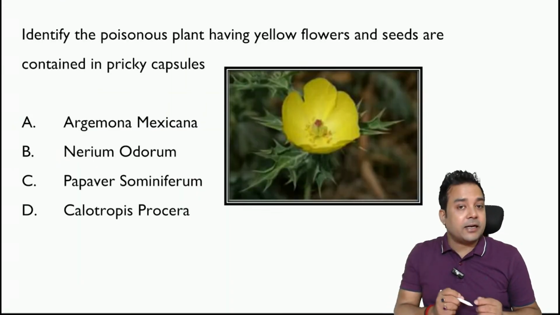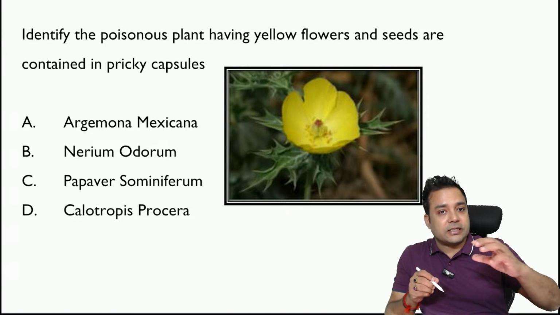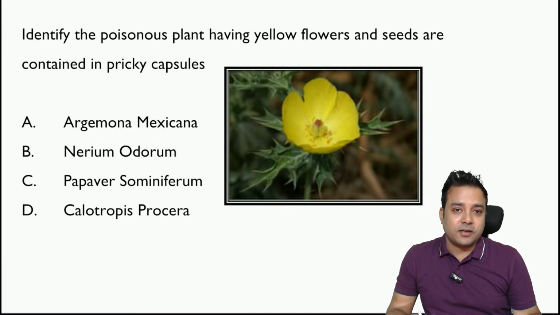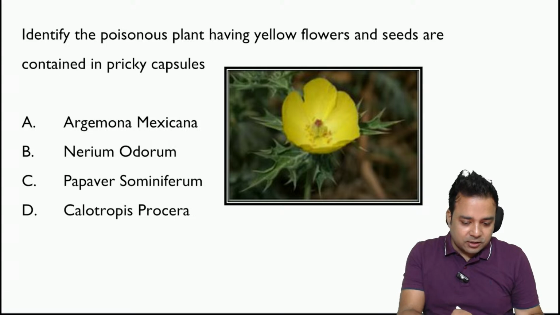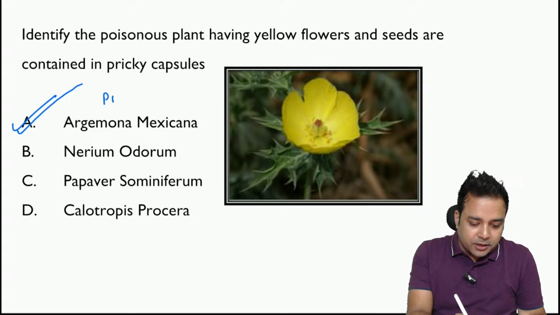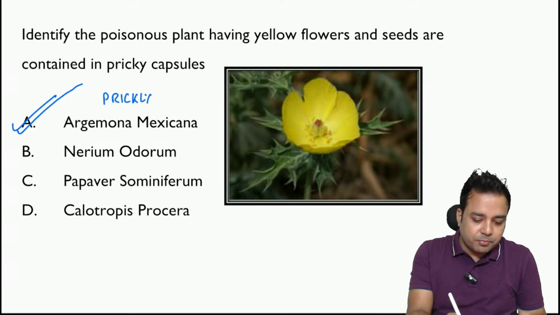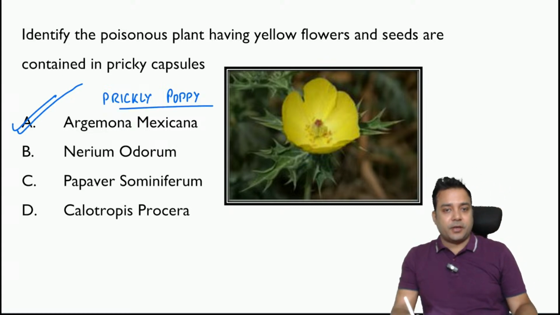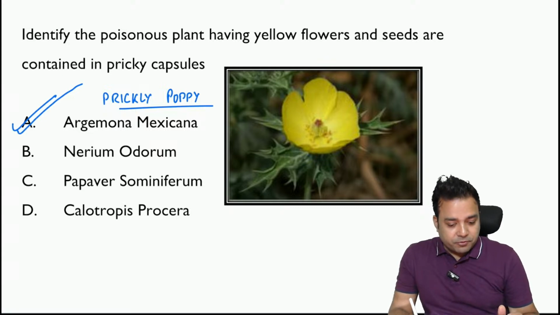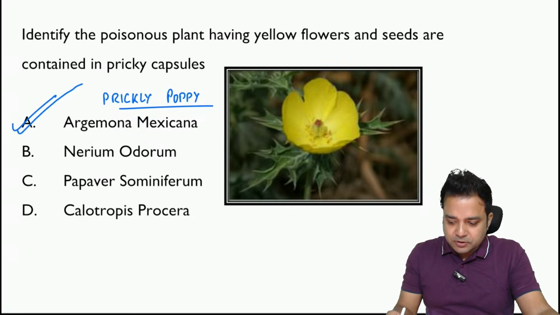Come to this one. Identify the poisonous plant having yellow flowers and seeds which are contained in prickly capsules. तो ये कौन सा पौधा है? This पौधा is Argemone mexicana. Came as a spotter question. Also called as prickly poppy. Nerium odorum is pink oleander. Papaver somniferum is poppy plant. So this was a simple question.